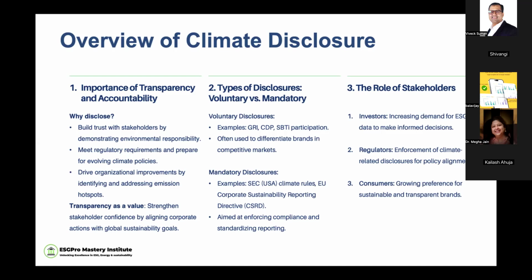The role of stakeholders remains critical here. Investors increasingly demand ESG data to make informed decisions, and the numbers are very high: about 90% of large investors are asking nowadays for additional data for them to make a decision on your company. Regulators again want to enforce climate-related disclosures, and consumers have a growing preference towards sustainable, transparent brands.